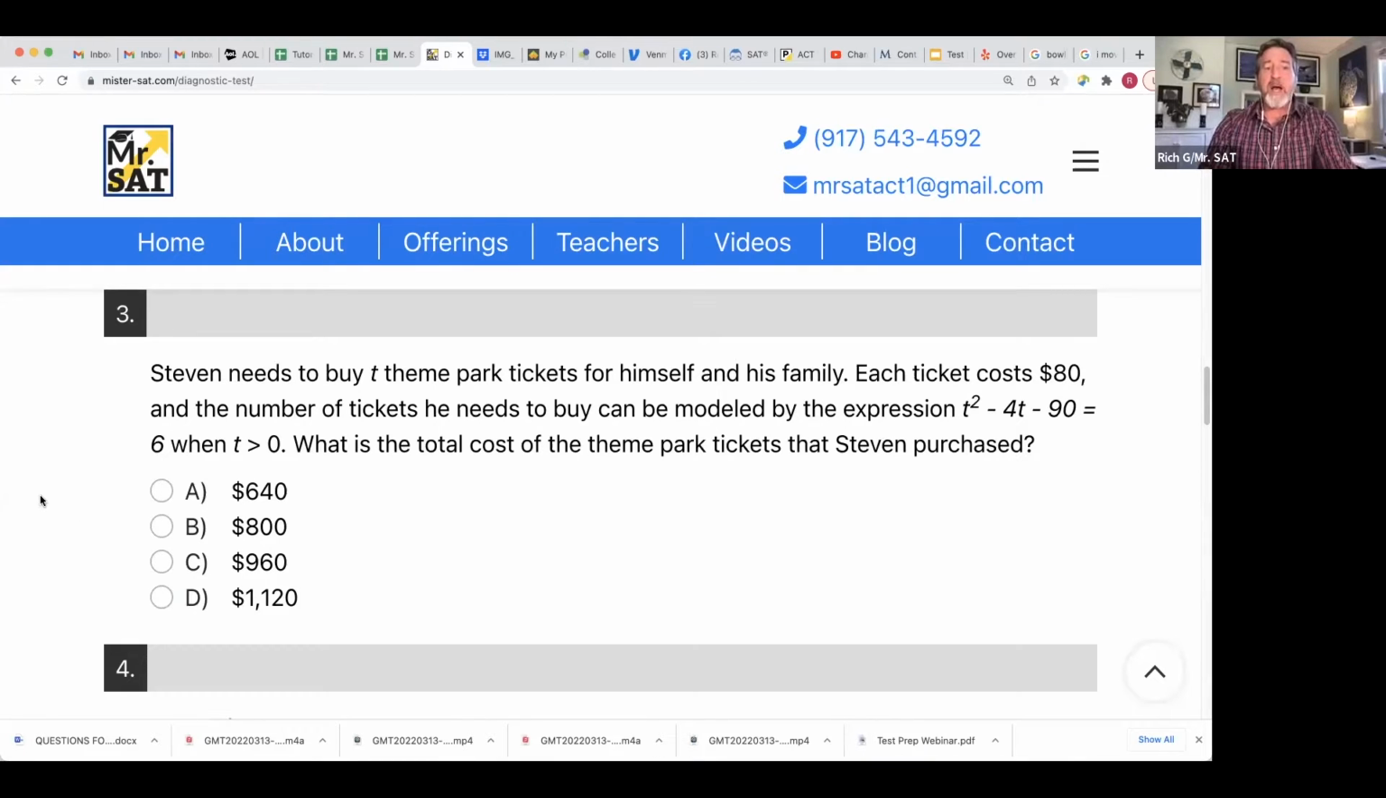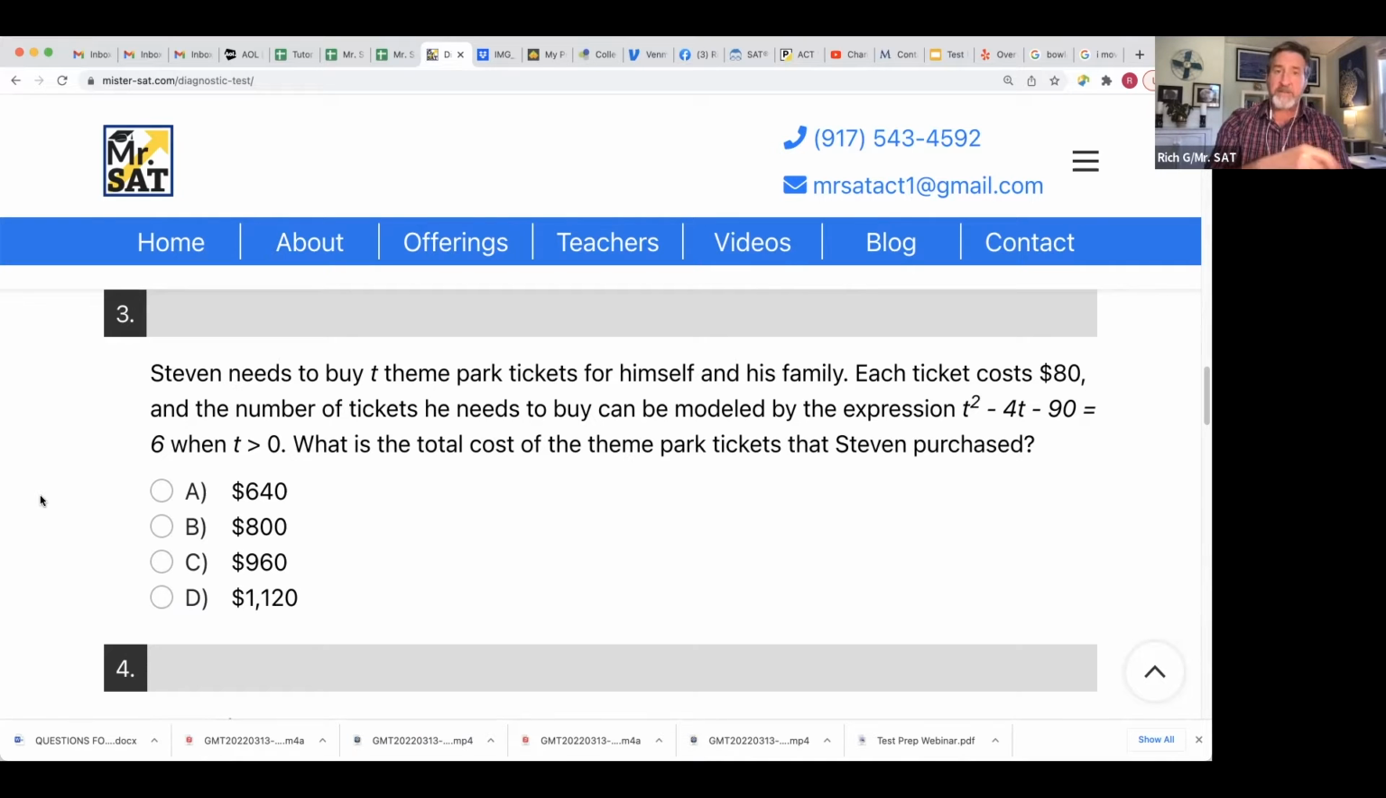It says that Stephen needs to buy T theme park tickets for himself and his family. Each ticket costs $80, and the number of tickets he needs to buy can be modeled by the expression T squared minus 4T minus 90 equals 6 when T is greater than 0. What is the total cost of the theme park tickets that Stephen purchased?